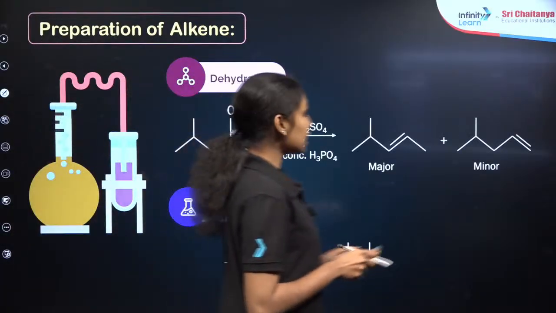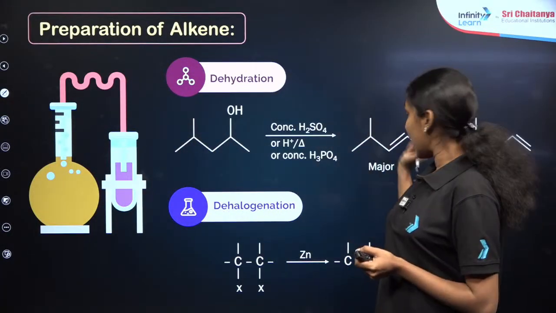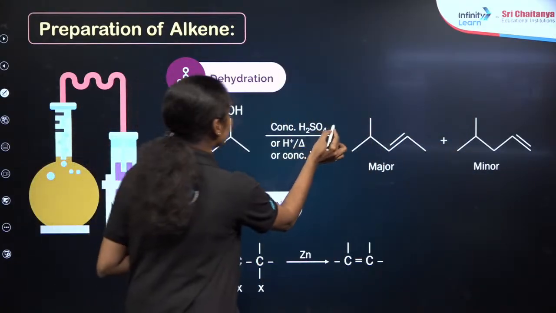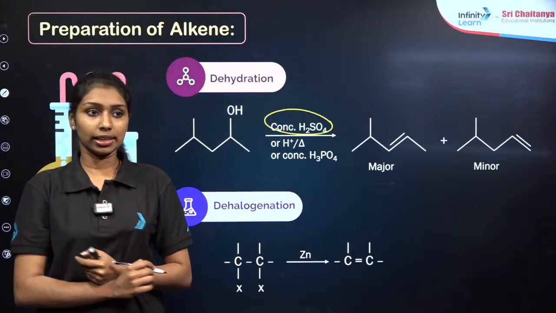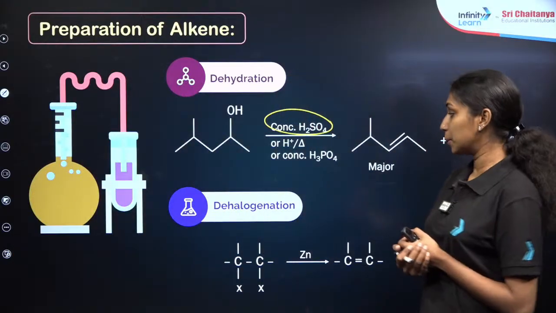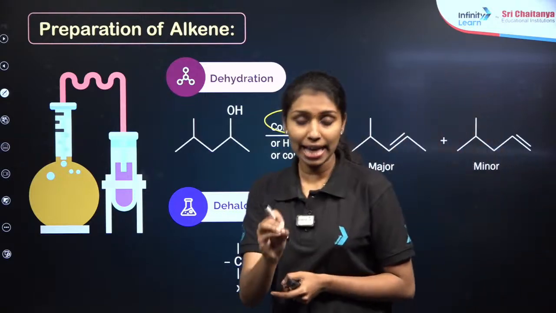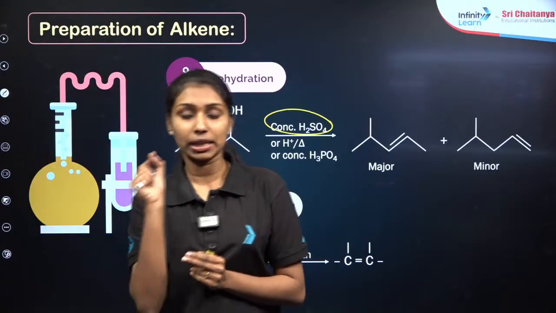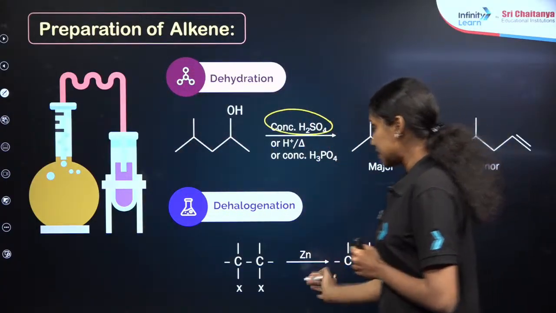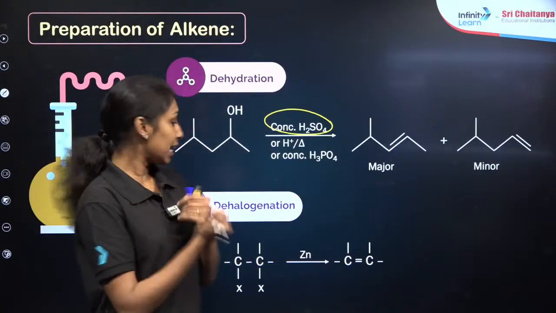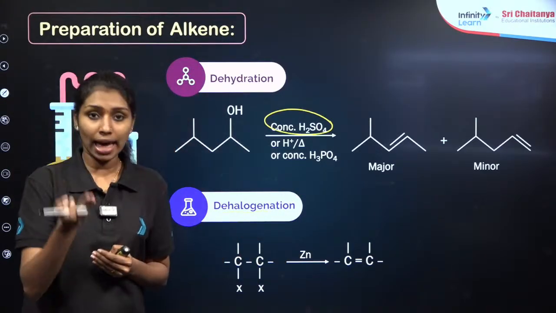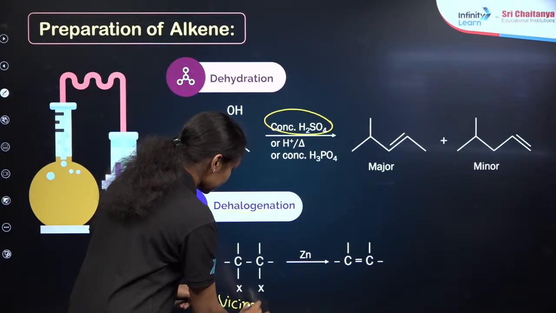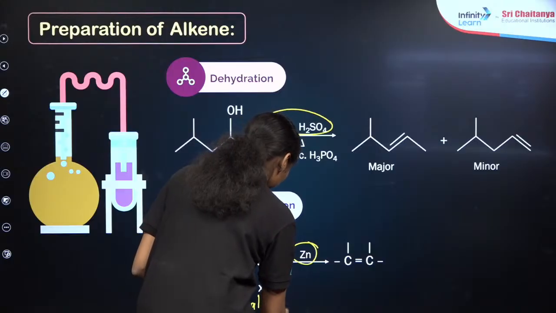Then the next method is the dehydration of alcohol. Same as per the Zaitsev rule, you can get two products, and the major product will be according to the Zaitsev rule. Here the reagent used is concentrated sulfuric acid. Clear? Then the last method of preparation is from vicinal dihalides. Vicinal dihalides means two halogen groups are present on adjacent carbon atoms. If you do dehalogenation, which means removal of halogens, from the vicinal dihalides, you will get alkenes in the presence of zinc metal.